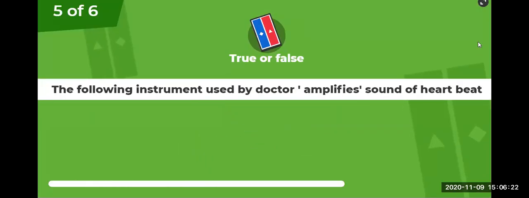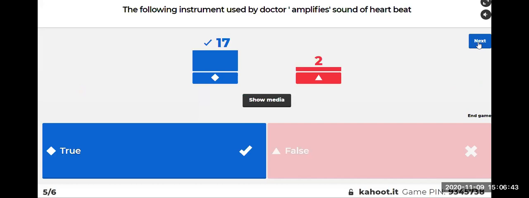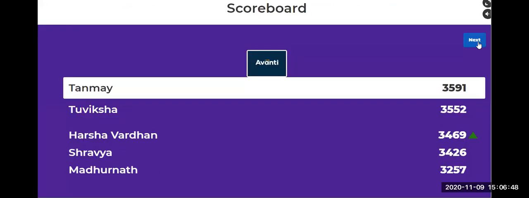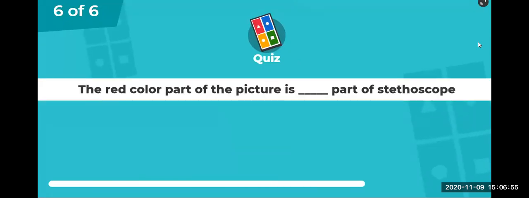From the first one, right? From the first question. The following instrument, used by doctors to amplify sound of heartbeat. Yes or no? Easy. Yes, that was stethoscope, right? Stethoscope. Madhur and Harsha switched places. Last question. Let's see who can keep their places.